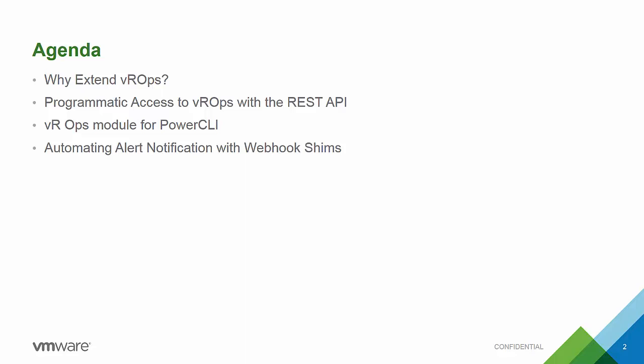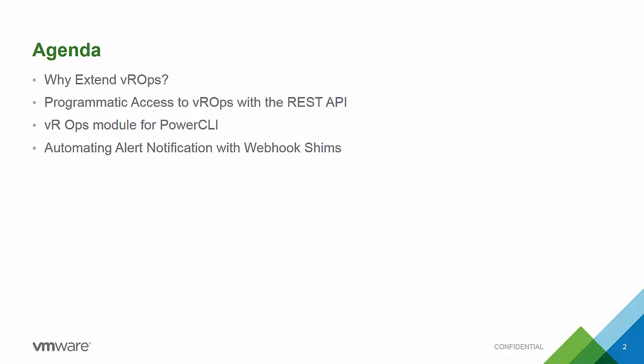We're first going to cover why you would even want to do this, why extend vROps. Then we'll go through three different ways that you can extend. One is programmatic access using the REST API with vROps. We'll also introduce the PowerShell module for vROps and show you some of the things that you can do there.